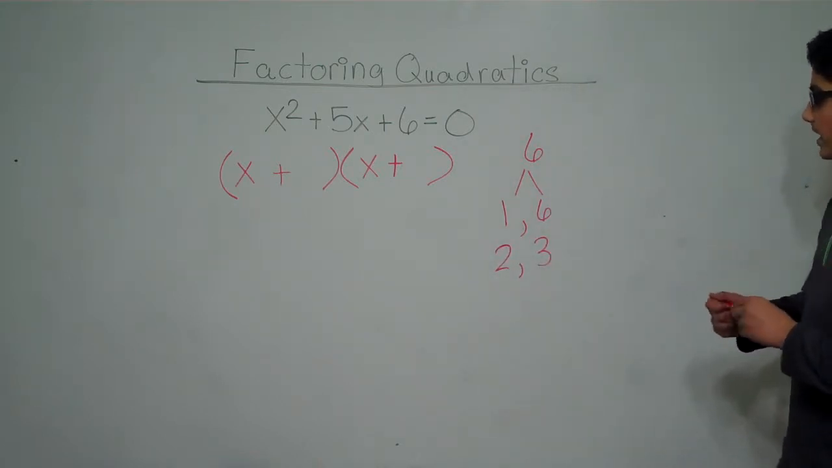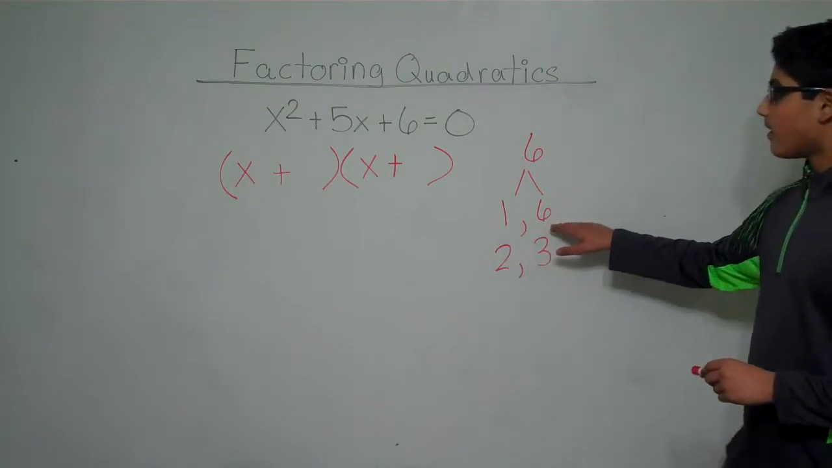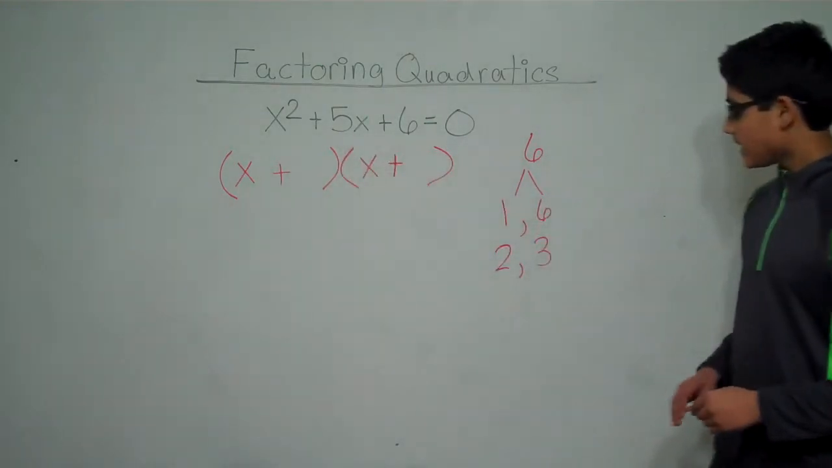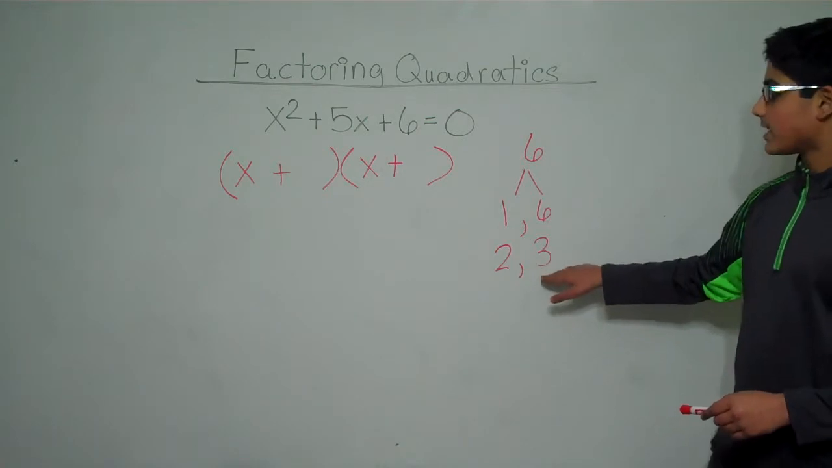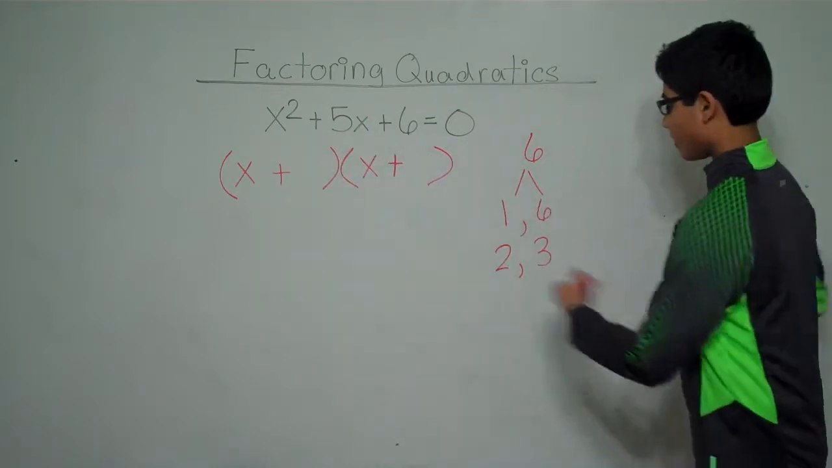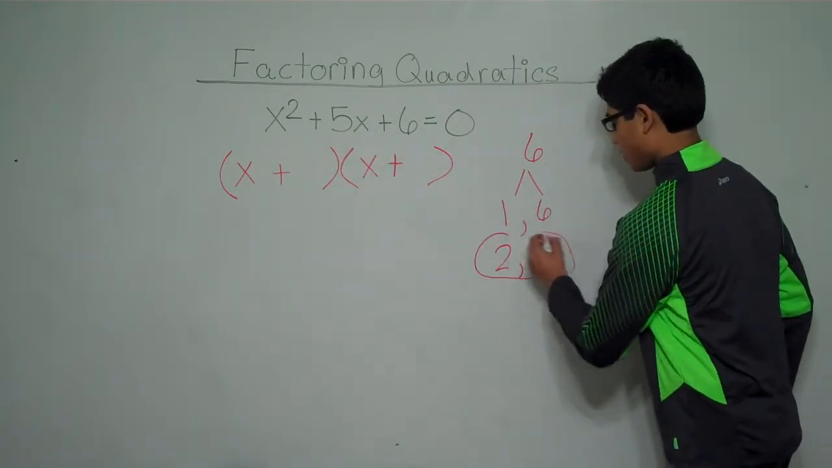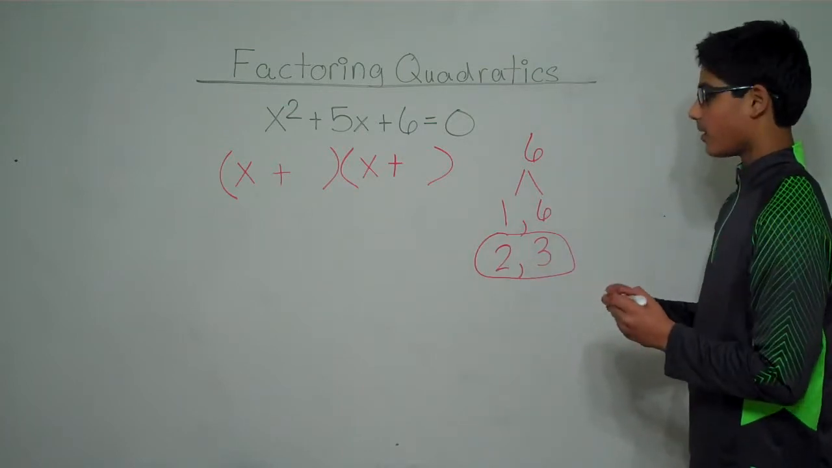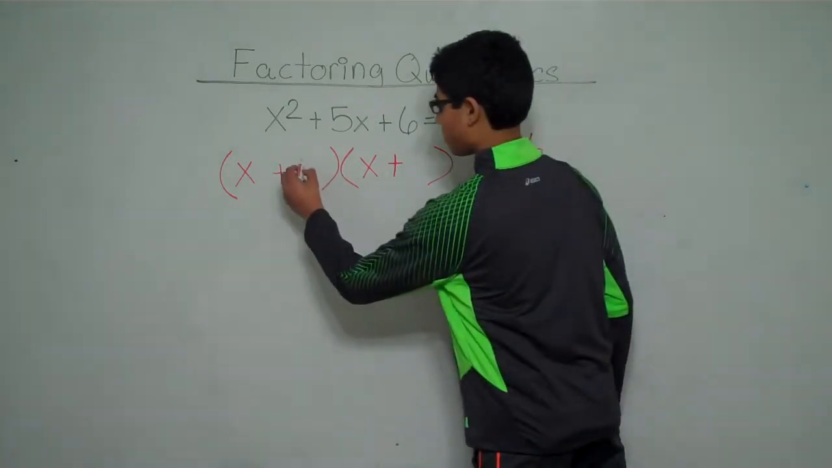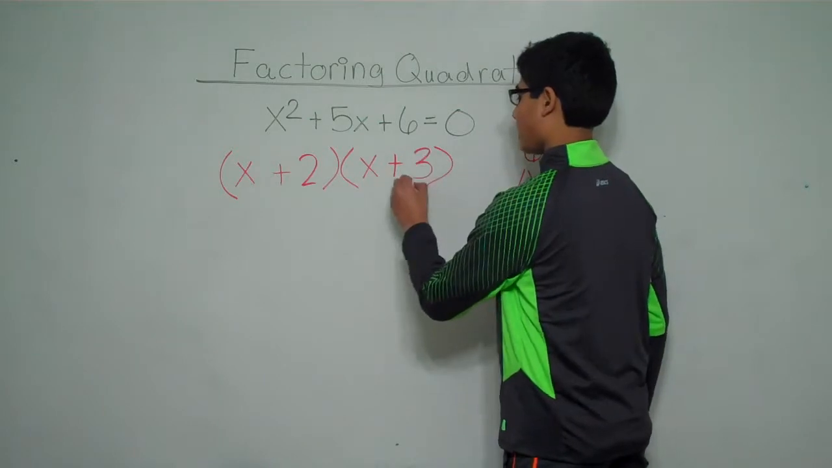Now, we can see that 1 plus 6 is not 5. And we can see that 2 plus 3 is 5. So, we have to take this pair. So that means that the other two spots are 2 and 3 in this binomial.